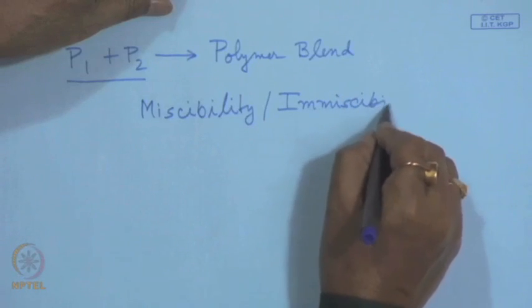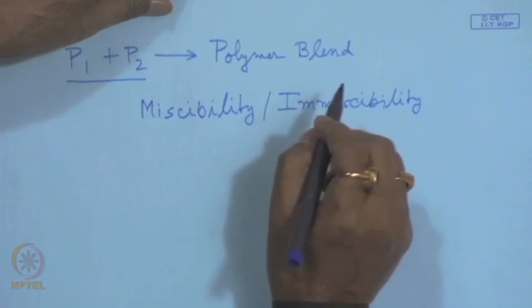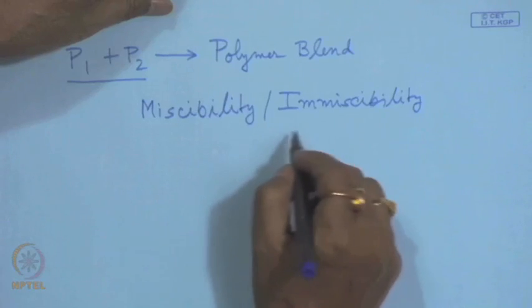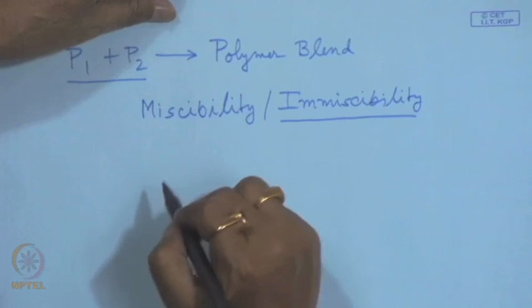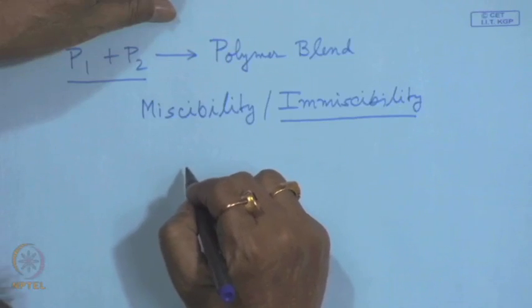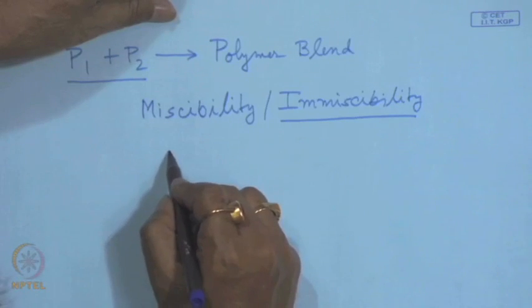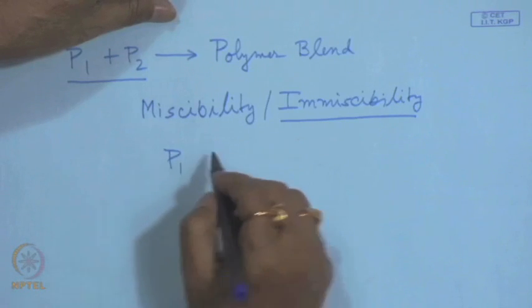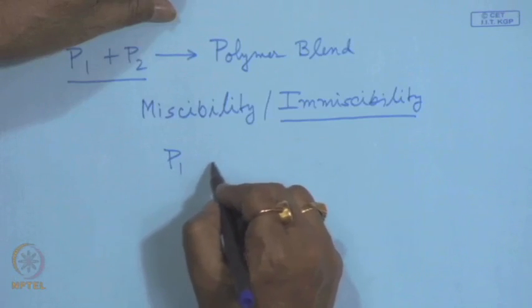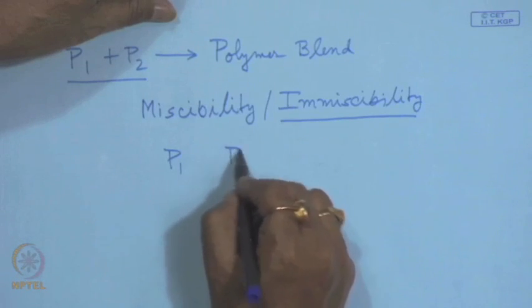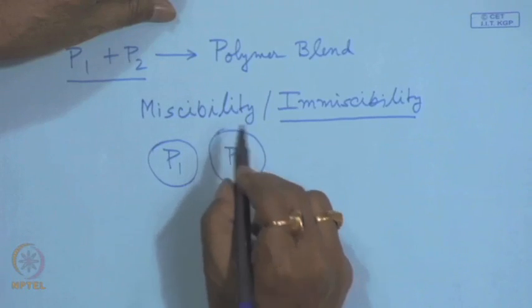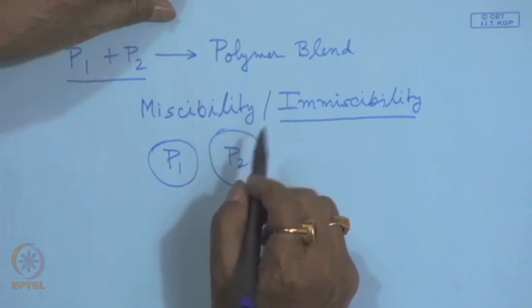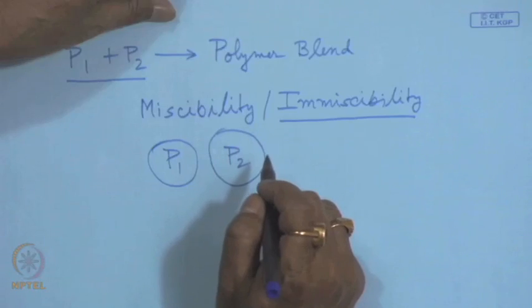If the component polymers are not miscible, then what will happen? Phase 1 will separate from phase 2. That means there will be separation of different phases, presence of different phases.